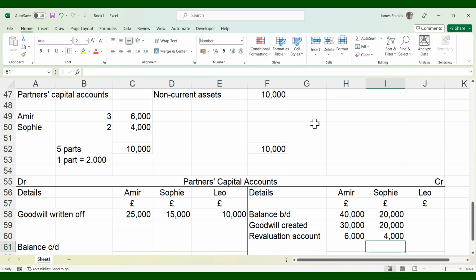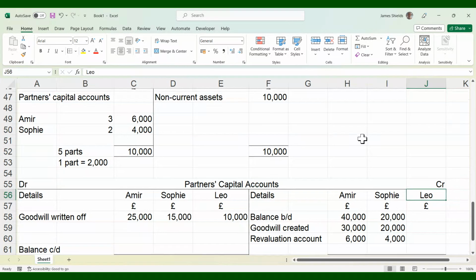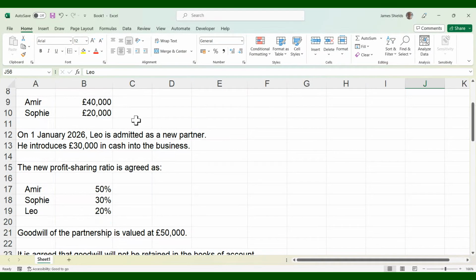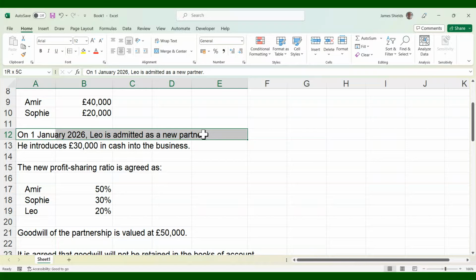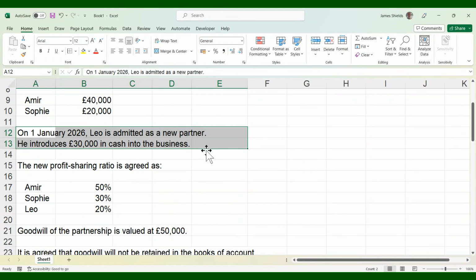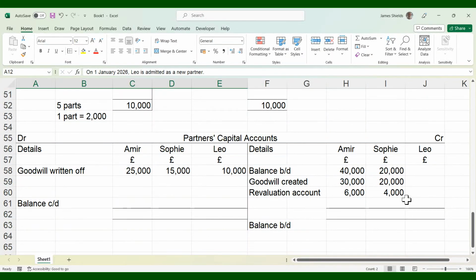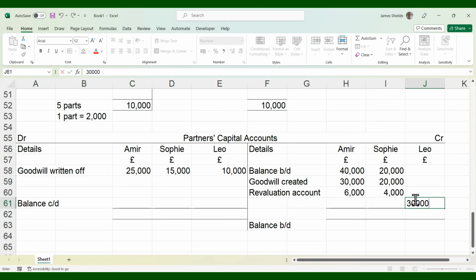Now, there's one other thing we can put into our partners' capital accounts. I go right to the top. It's to do with Leo. So let's see what it says about Leo on the 1st of January. Here we go. On the 1st of January, Leo is admitted as a new partner, and he introduces £30,000 cash into the business. So if he introduces it into the business, it's going to be debit the bank account and credit the partner's capital account. So in the partners' capital account, we've got for Leo £30,000. And it's gone into the bank account.